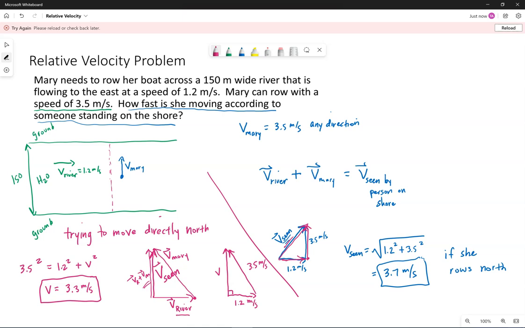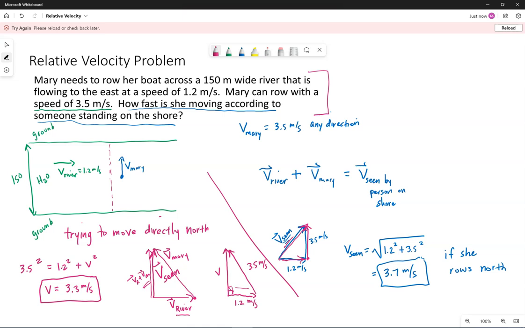The person standing on the shore sees her going a little slower because part of her rowing is combating the river. The rest of it is getting her across the river. So in this particular case, if this was an actual question, like I said, there's two ways to interpret this. If there were ever a question, say on the test, if you just told me how you were interpreting, that would be fine. Okay?